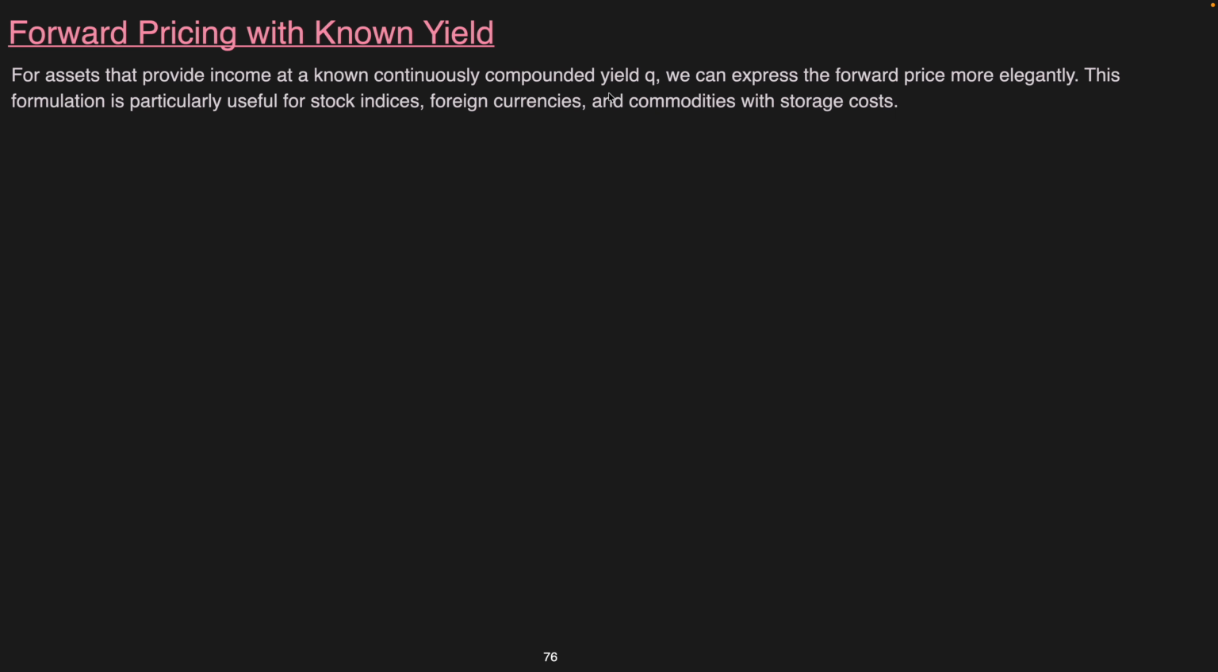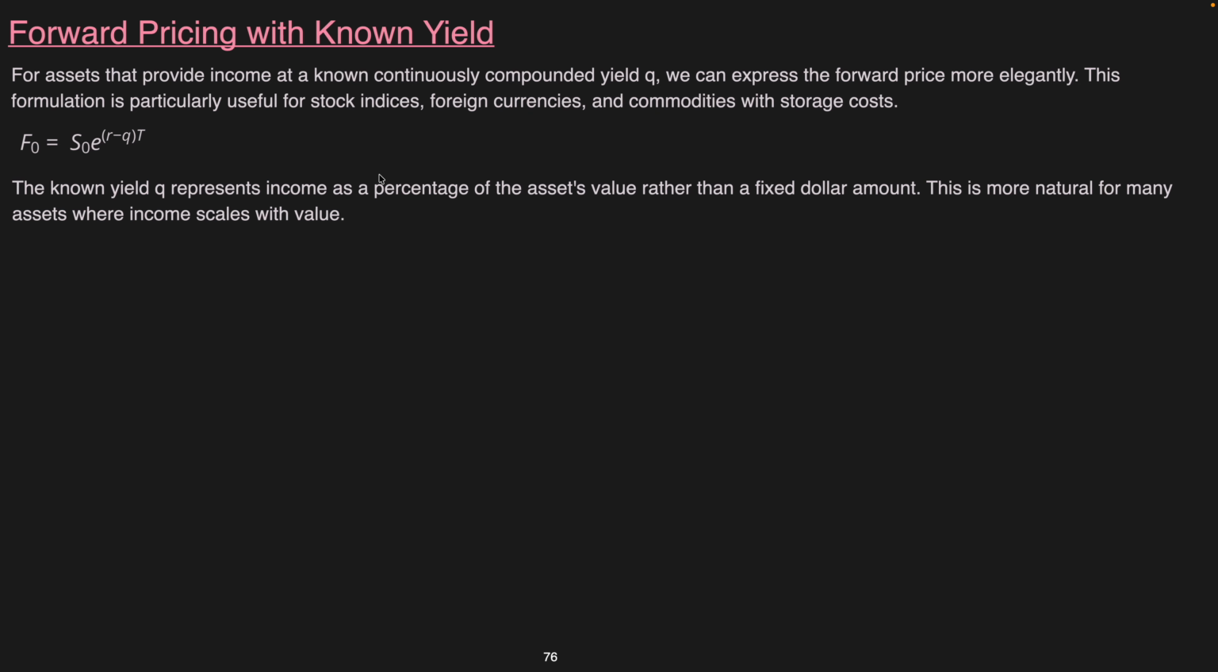So if we consider Q as the yield generated by the asset over the period of the contract, capital T, then the formula which we are going to use is F0 is equal to S0 into e to the power of R minus Q. What is R? Risk-free interest rate. We are reducing Q from the risk-free interest rate because Q is nothing but the yield which we are receiving from the asset.